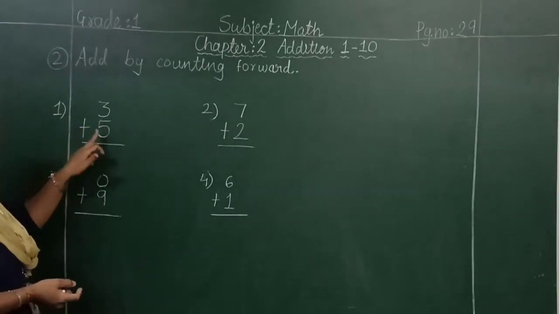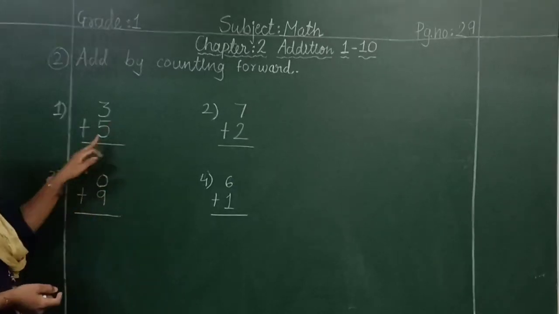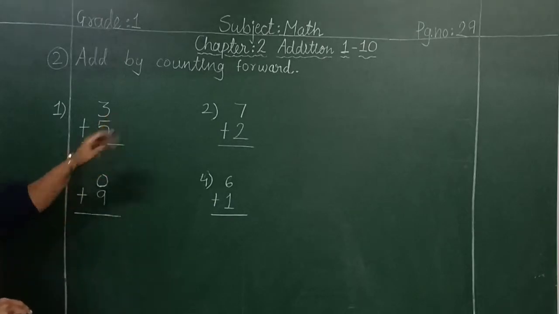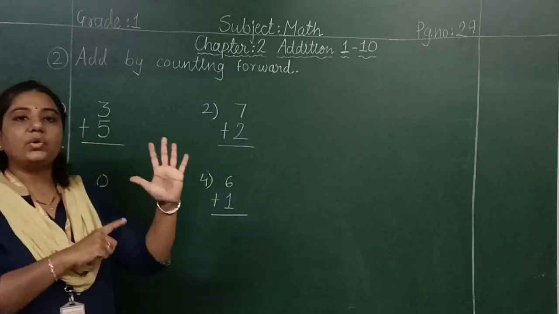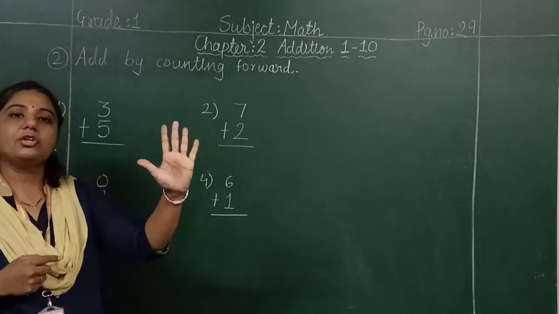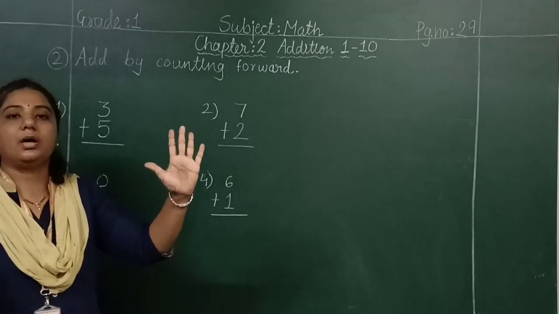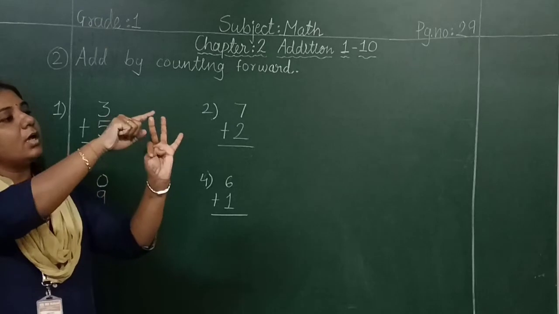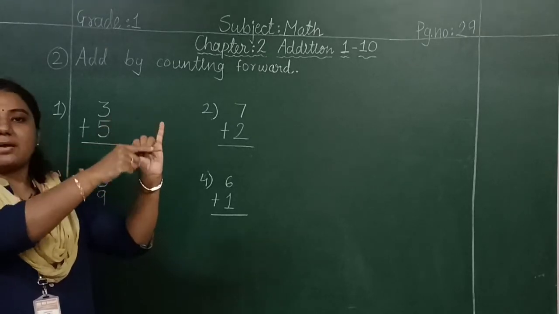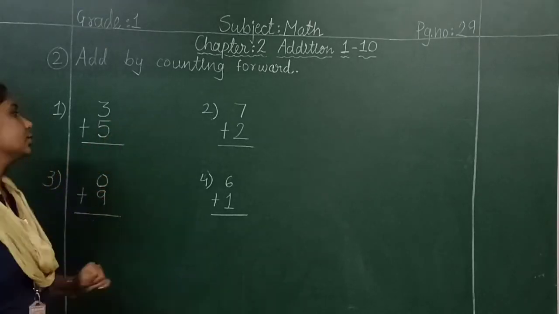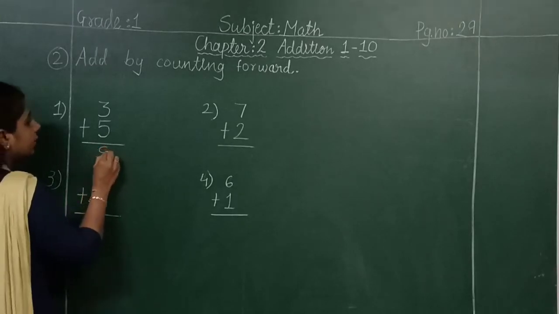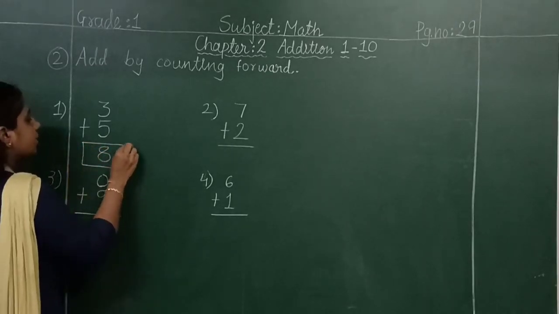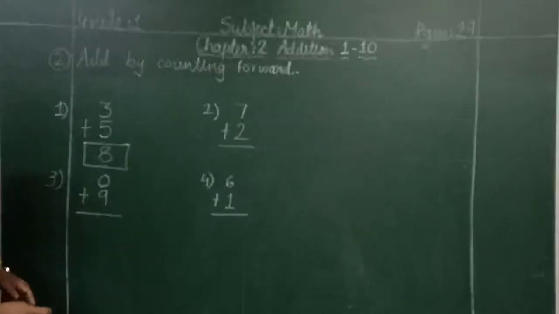Number 1, 3 plus 5. 3 plus 5 equals what? Which number comes after 3 when we add 5? 3 in your mind, 5 on your fingers. After 3: 4, 5, 6, 7, 8. So your answer is 8. You have to write down 8. And in the box you have to write like this.